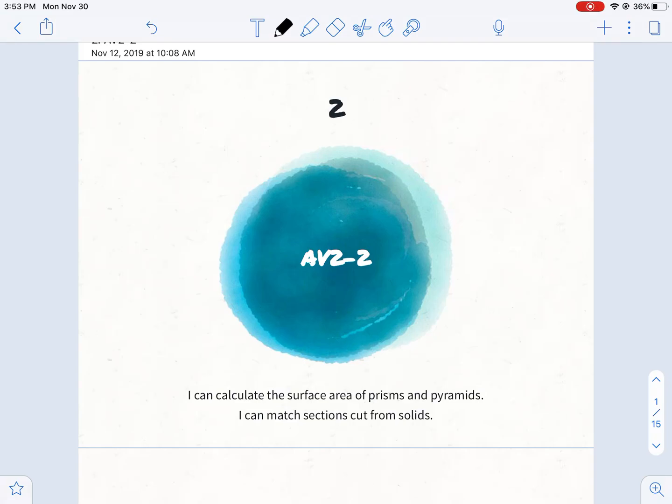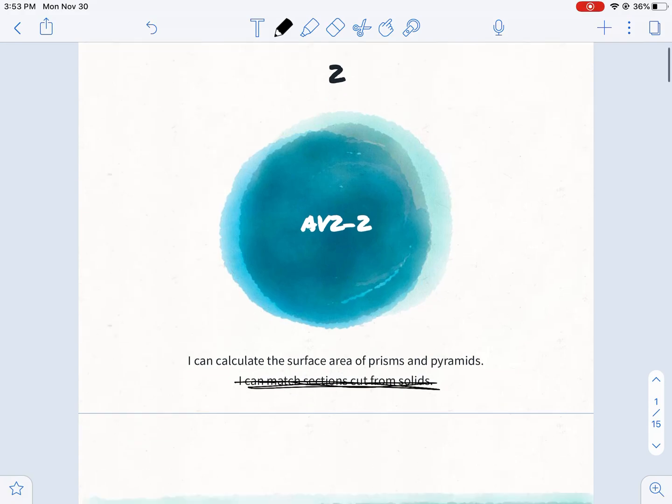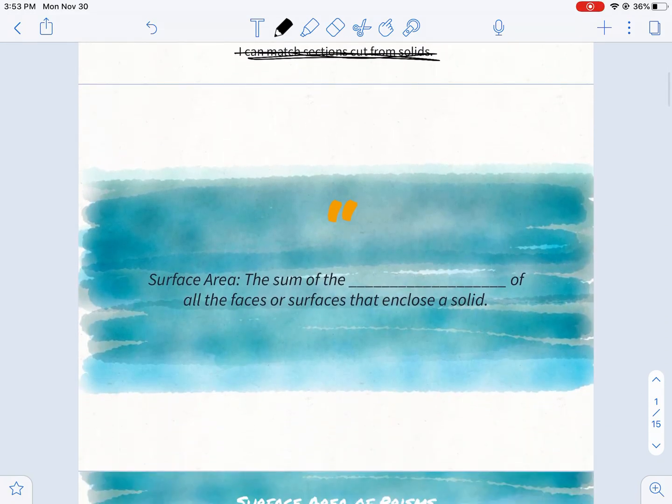On AV2-2, we're calculating the surface area of prisms and pyramids. We're not doing this part, we've already done that. So surface area is really just the sum of the areas of all of the faces or surfaces that enclose a solid. So it's all the sides of your rectangular prism all added up.